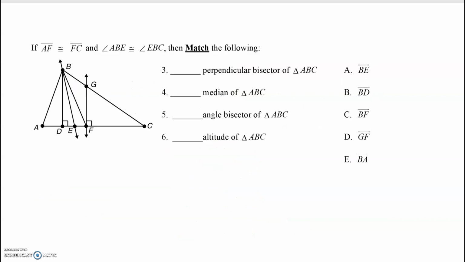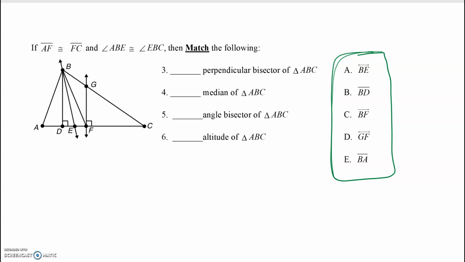Okay, next thing we're going to talk about is from chapter 6. So this was chapter 6 before we went on Christmas break. It's all about the different lines that we can create within a triangle. Okay, so question number 3 says, what is the perpendicular bisector of the triangle? And I have this as a matching question over here, so we're looking for one of these as the answer.